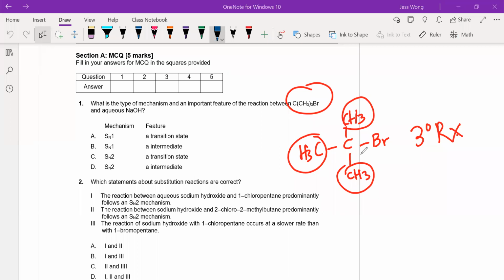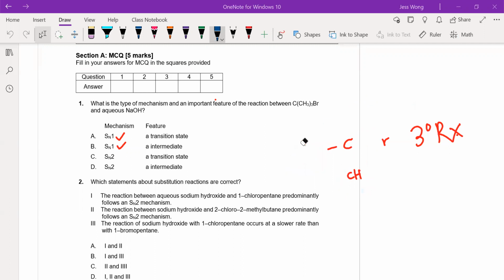Given a tertiary halogenoalkane, if you recall, it undergoes the SN1 reaction. And if you remember, the SN1 reaction is made up of 2 steps, and the first step involves the formation of a carbocation. So the answer will be an SN1 mechanism. Now it's between a transition state or an intermediate. The difference between an intermediate and a transition state is over here.